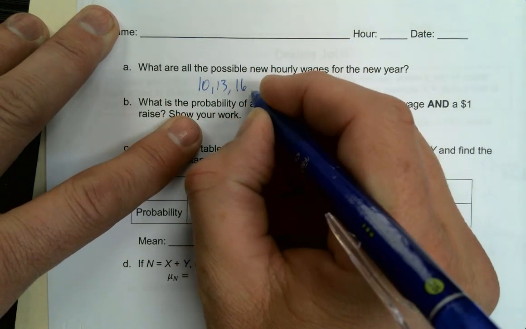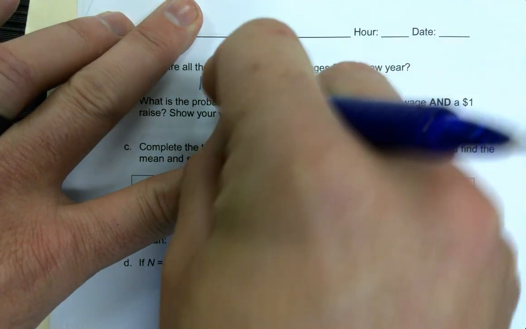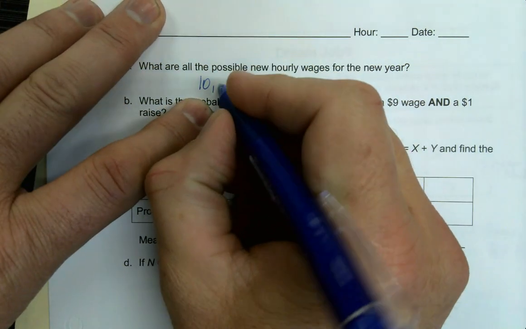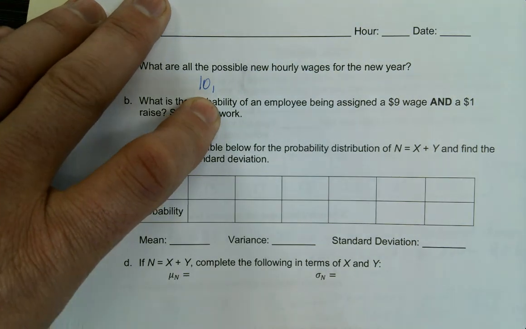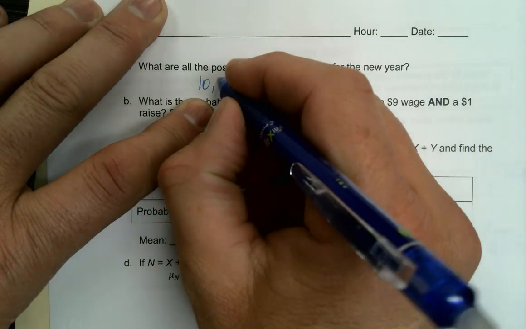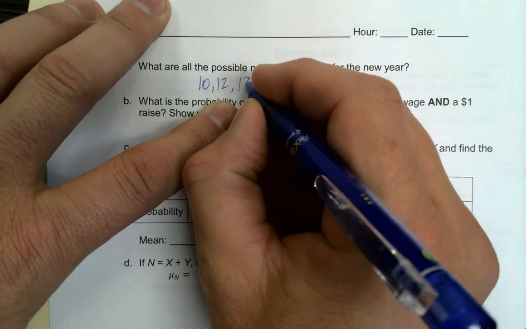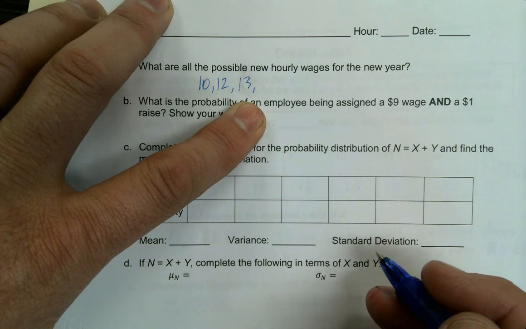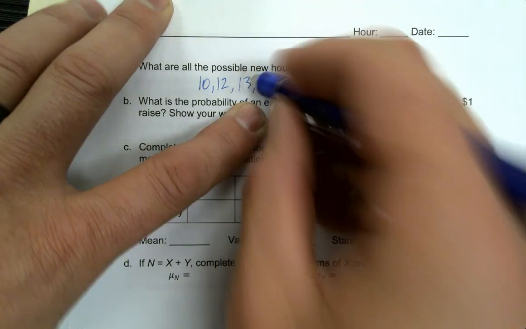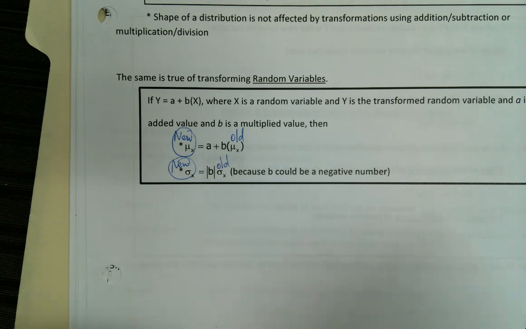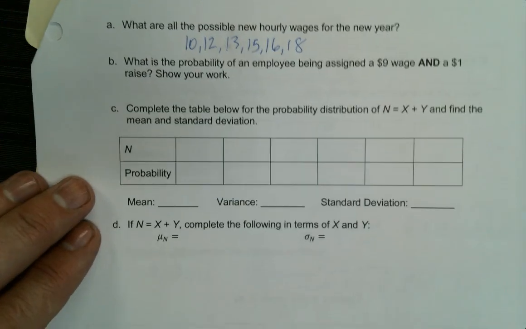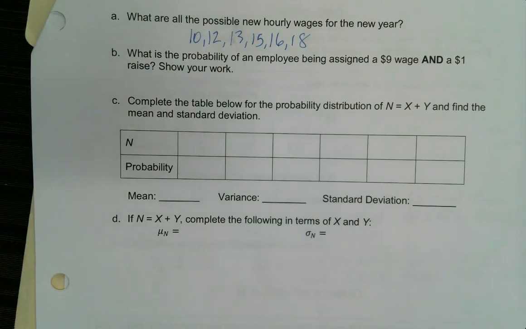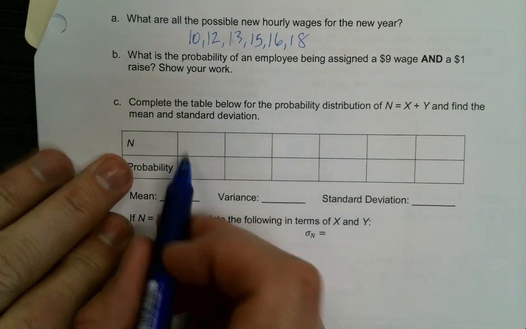16, 12, 15. Let's try to keep those in order. 12. Where did 12 come from? 3 plus 9. 13. No? Oh wait, no, 13. 12 plus 1. 15. Are we okay with that? Where do those come from? So those are my new outcomes here.